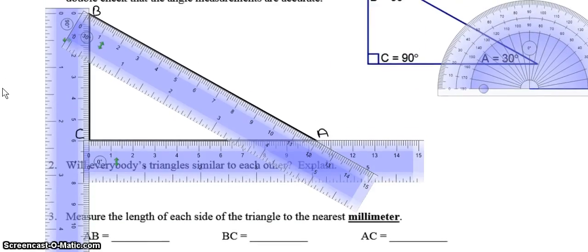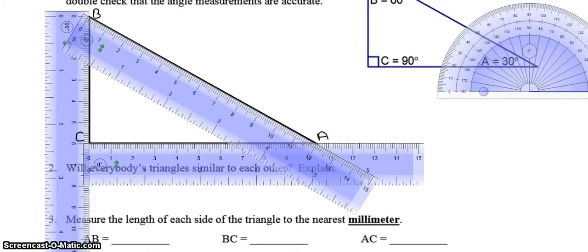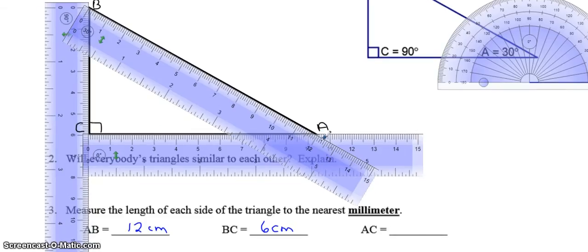The next thing we had to do was to measure the lengths of the three sides. So the length of AB is 12 centimeters. The length of BC is 6 centimeters. And the length of AC is about 10.4 centimeters.